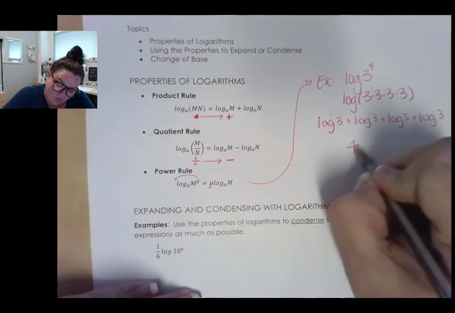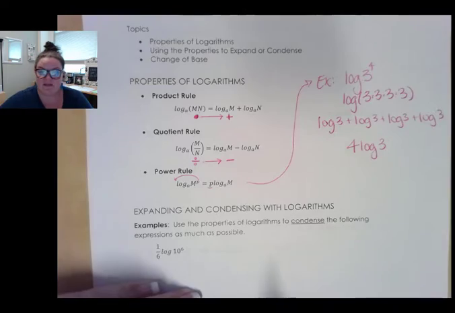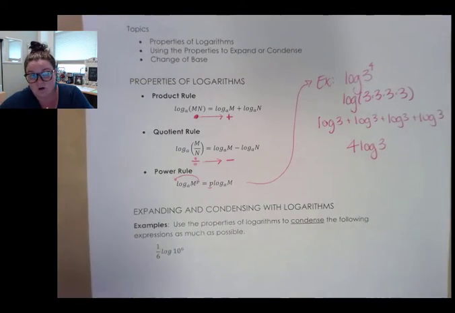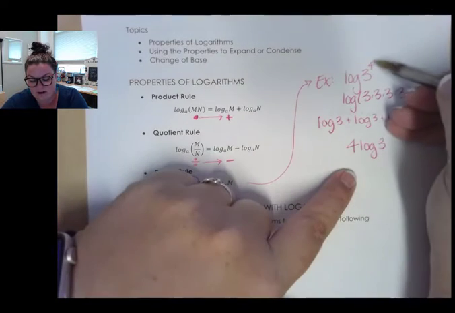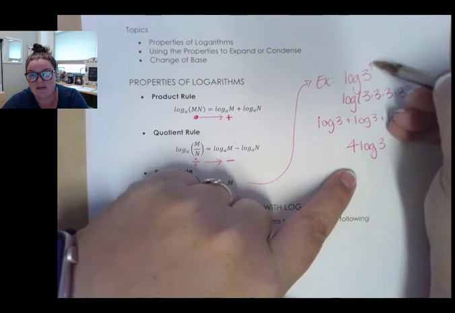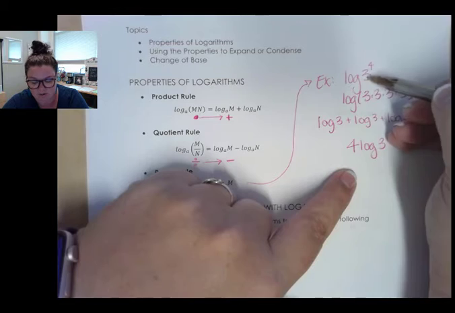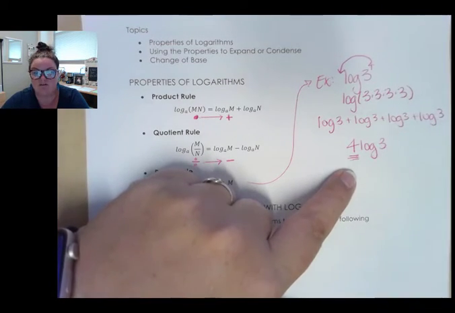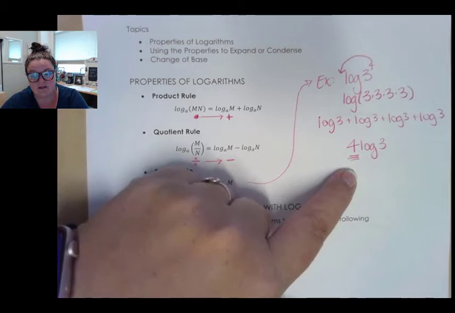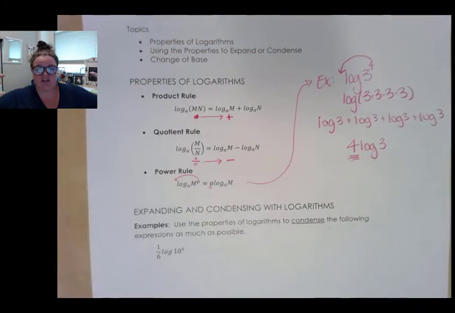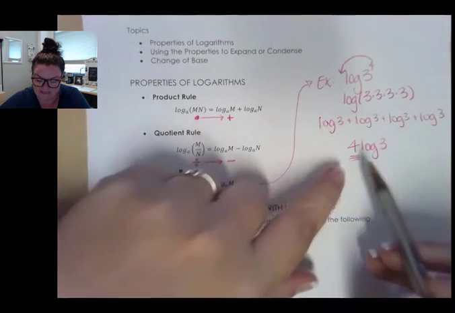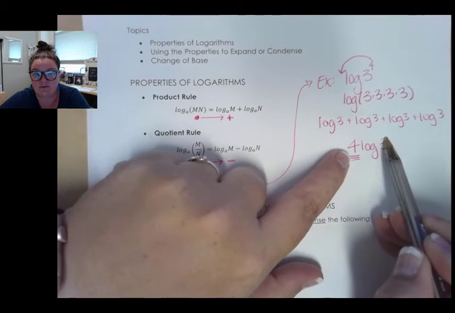So I end up with 4 log 3. I'm just showing you how this works, right? Why this works is whatever this exponent is tells you how many copies of that factor you have, which tells you how many of those log terms you're going to end up with. So this is really good if we're trying to shrink this all down into one condensed log term. We can take this 4 and put it back up in the exponent.